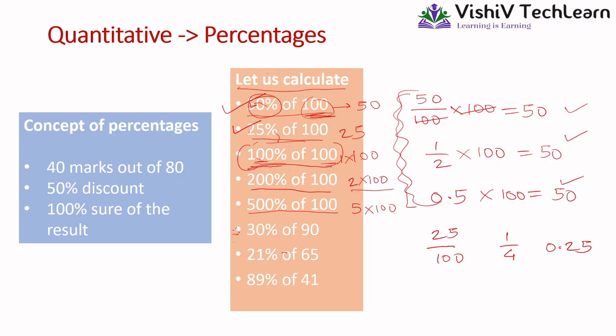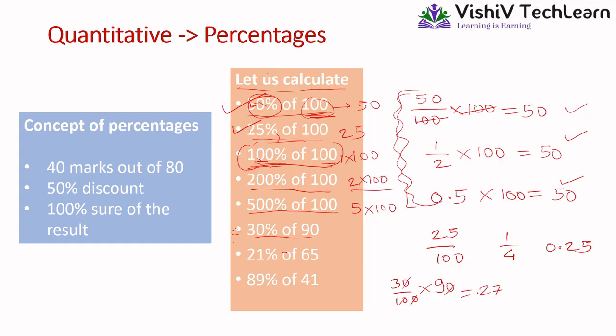Okay, next we have 30% of 90. Now this also can be calculated in different ways. 30% is 30 by 100, and we have to calculate it for 90, so we can multiply this by 90, and then we can simplify it. The zeros we can cancel, 9 3s are 27.